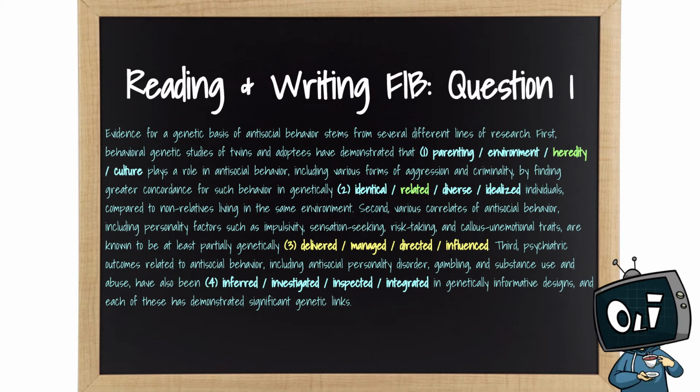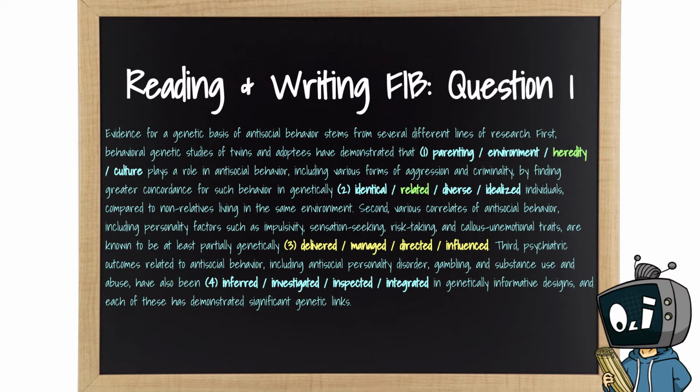The option directed is incorrect as well because the word implies that something is giving instructions to others to do things. And while this seems to be roughly how genes work, it's not exactly pointing at something, and the soft wording in the passage, like plays a role, correlates, and genetic links, makes directed too explicit an option. Need I say more?